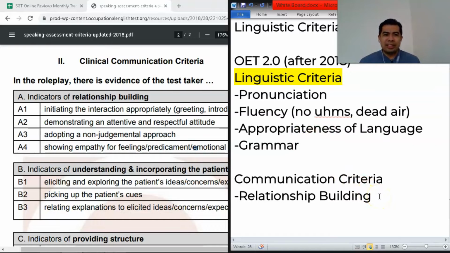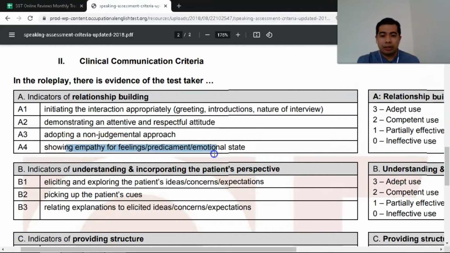most of them didn't really speak with the right emotional tone. Some would sound irritable, others would sound like a robot. So take note, if you are speaking in a monotone, you are going to get a failing grade in relationship building. Your job is to show that you care for the patient.